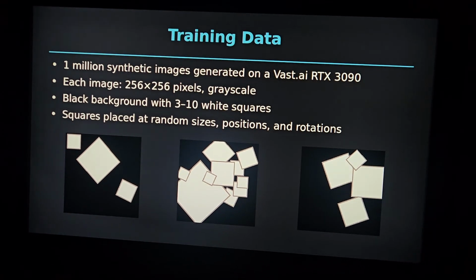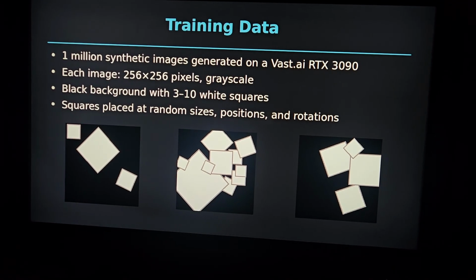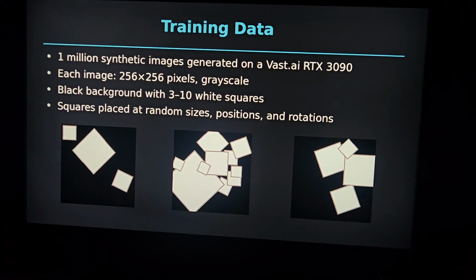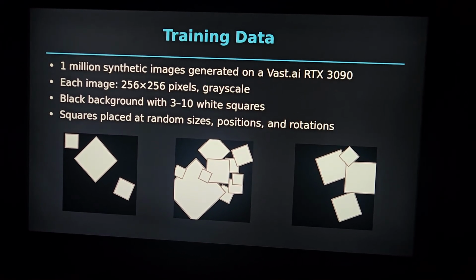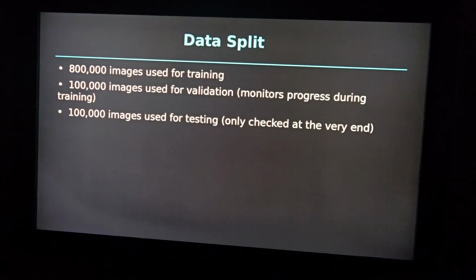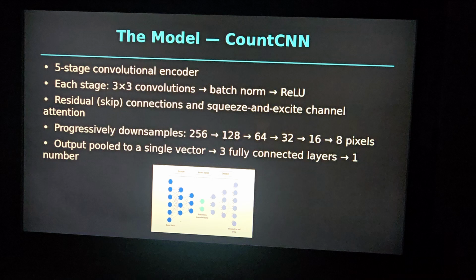So first, the training data. I used 1,000,000 synthetic images. Each image is so large with white squares and there's gray outlines to each square. The data split is 800,000 for training, 100,000 for validation, and 100,000 for testing.